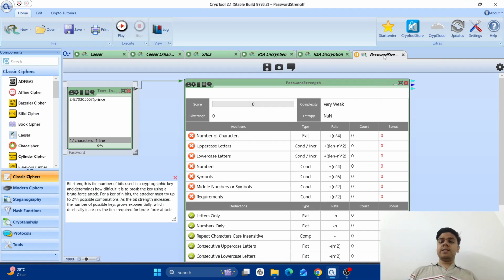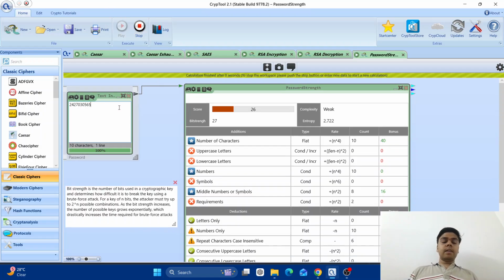Next is the password strength detection. Over here I have my name and registration number as the input. When I run the program, the output shows that my password strength is only 26% and the bit strength is 27, which is very weak. The entropy is also 2.722.